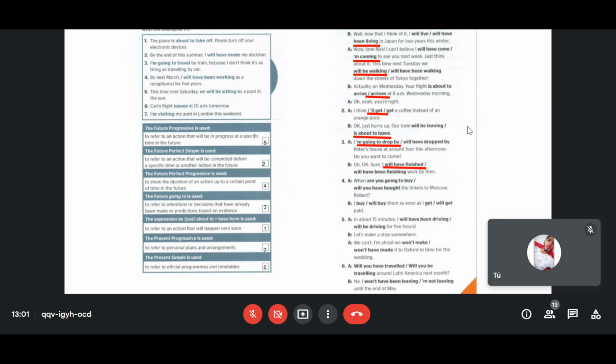Yes, teacher. When will you buy the tickets to Moscow, Robert? In this case, we use when are you going to, like, when you are going to do that action of buying. So we use going to, okay? All right. Thank you, Ramiro.